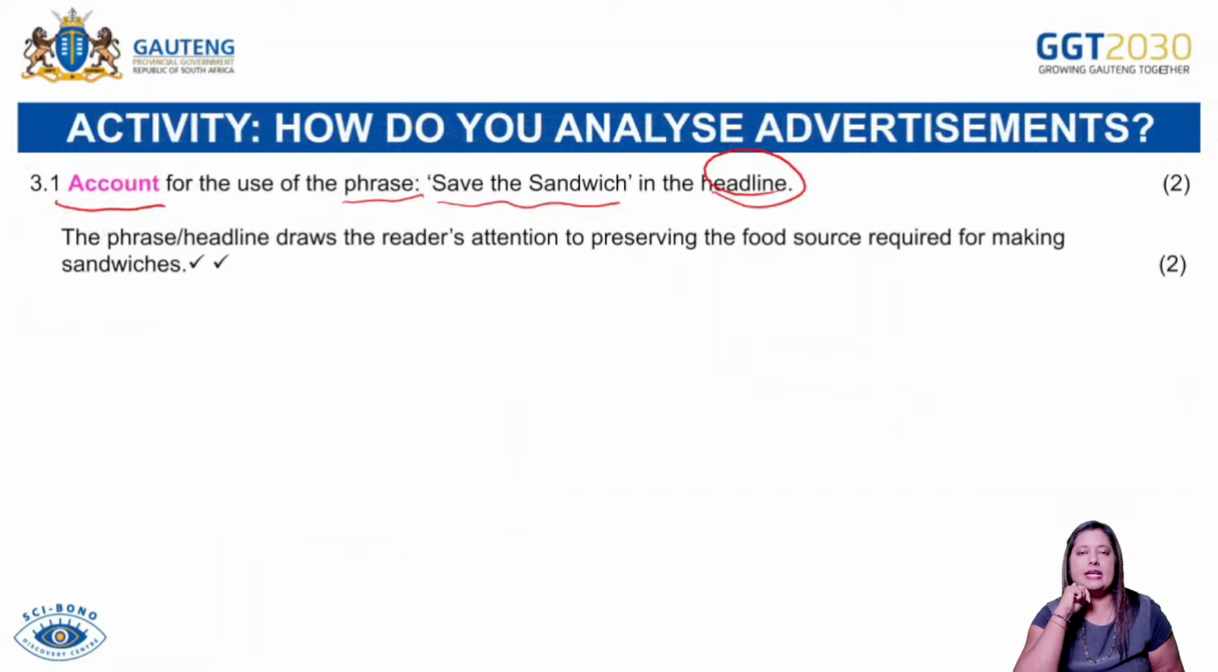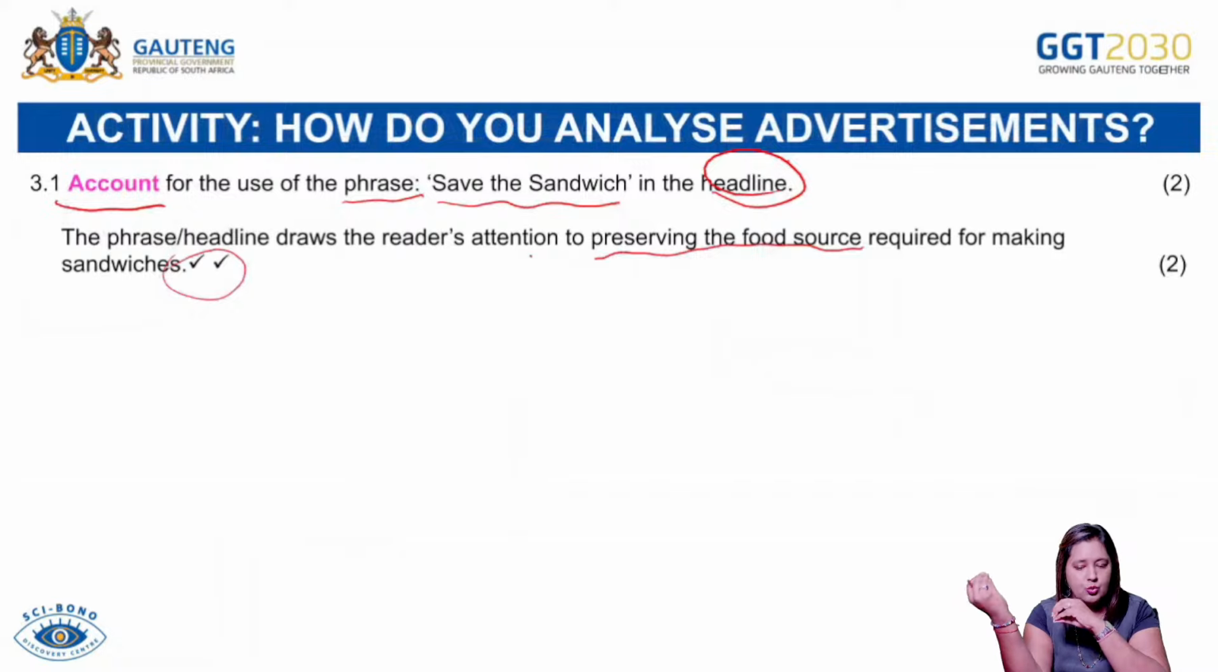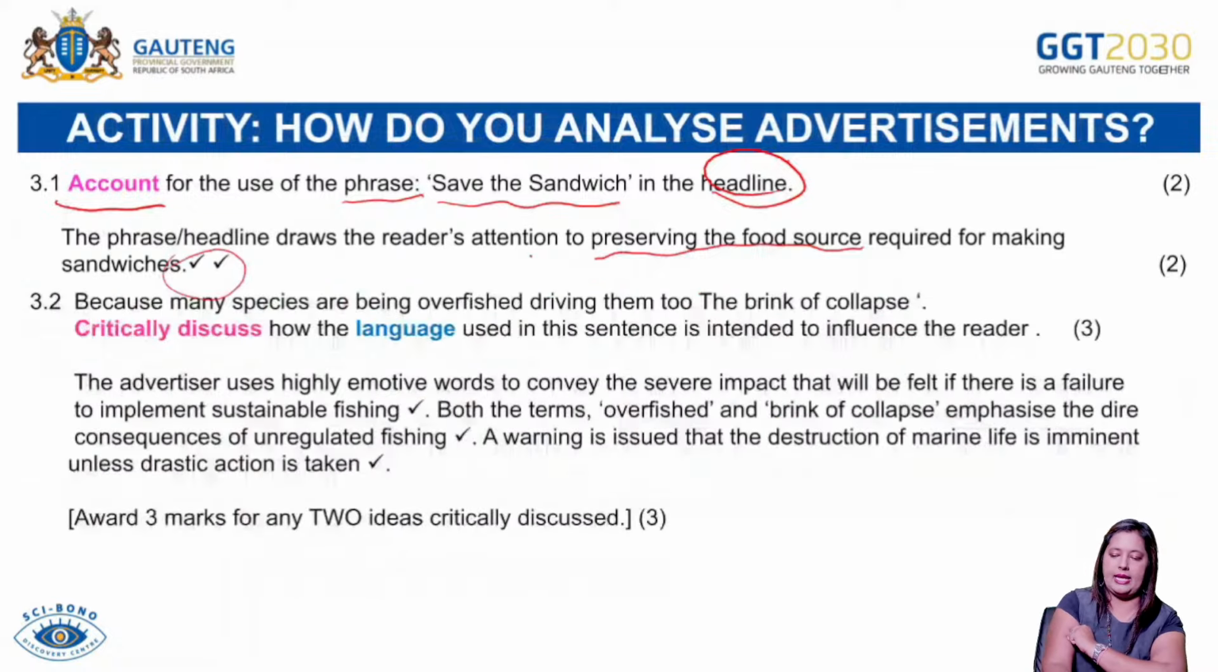An account question is now testing your level 1 and level 2. Right, so the phrase or the headline, which is what we're talking about here, that question has asked us, draws the reader's attention to what? Preserving the food source required for making sandwiches. And that in itself will give you 2 marks. So just by reading the phrase "save the sandwich", you should be thinking, I love to eat a sandwich, for example, and the contents should be of good quality. Therefore, if I'm looking at the headline "save the sandwich", I'm saying preserve the quality of the sandwich, right? And that is where that headline is now coming into play. It is drawing my attention to preserving good food for sandwiches. And that gives us 2 marks.